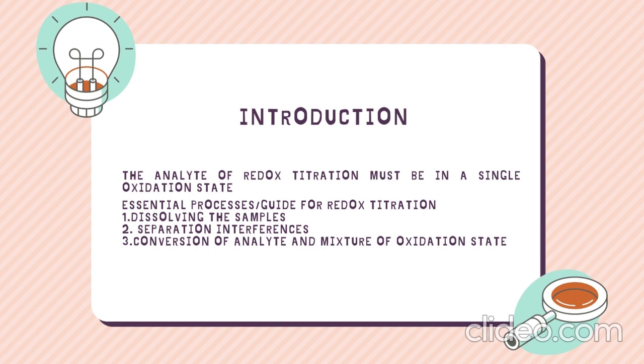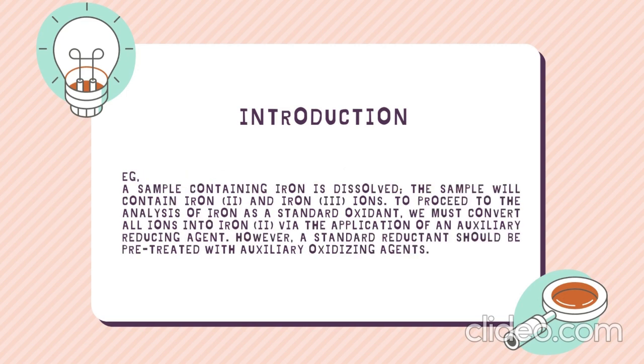First, dissolve the samples. Second, separate the interferences. And third, convert all the analytes in the mixture of oxidation states. So a sample containing iron is dissolved. The sample will contain iron 2 and iron 3 ions. To proceed to the analysis of iron with a standard oxidant, we must convert all ions into iron 2 via the application of an auxiliary reducing agent.